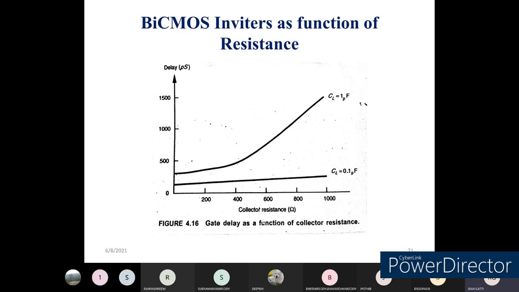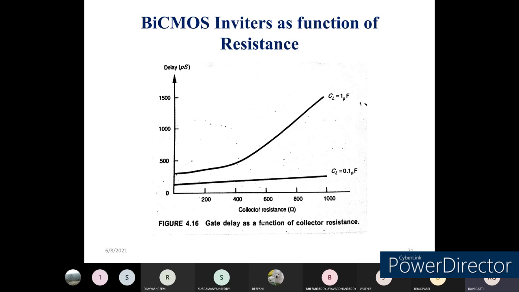So when the channel resistance increases, the flow of electrons from source to drain will be hindered, that is, the mobility will be reduced. Because of the reduction in mobility, there will be an increase in delay. Also, this transconductance we can increase or reduce depending upon the capacitive load.